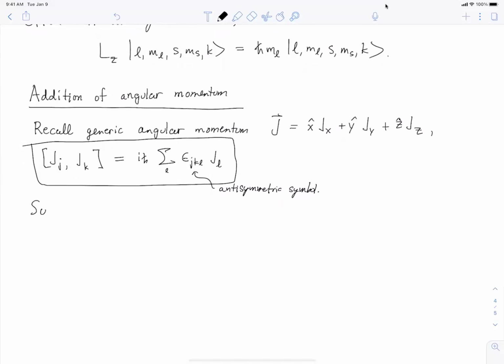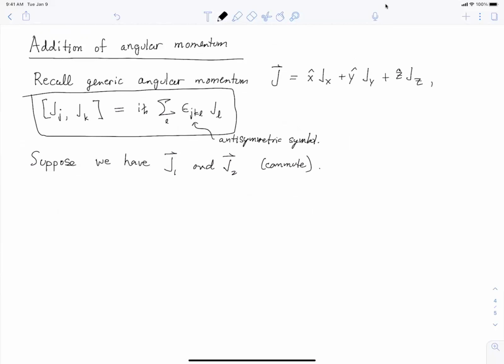Okay, and now we're going to suppose that just like for our spin and orbital case, we have two of these, J1 and J2. Now the subscripts do not mean the components. They just tell you that you're talking about two different angular momentum operators. These commute. So if you have independent angular momentum operators, you always assume they commute. And then you can ask, what is a complete set of commuting observables for this?